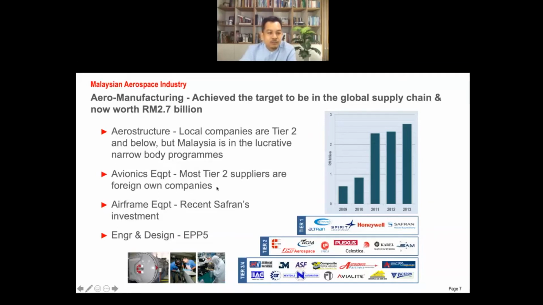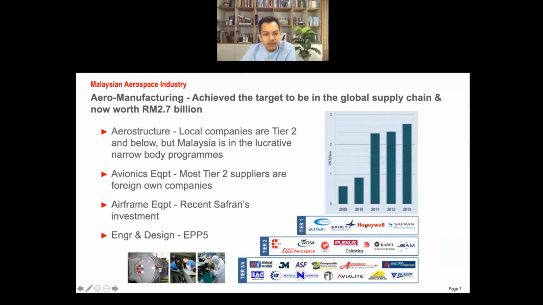Okay, so at this particular point, there are so many narrow body programs, single aisle programs. When we say narrow body, it is a single aisle aircraft. When we say wide body, we have a twin aisle aircraft. There are two aisles in the cabin. And then we also have activities related to avionics equipment. That is not that many, but we have the player here.